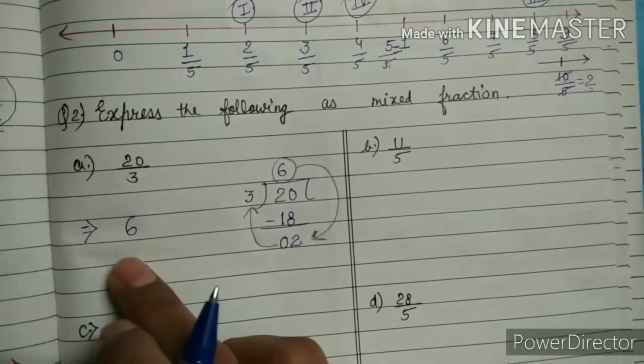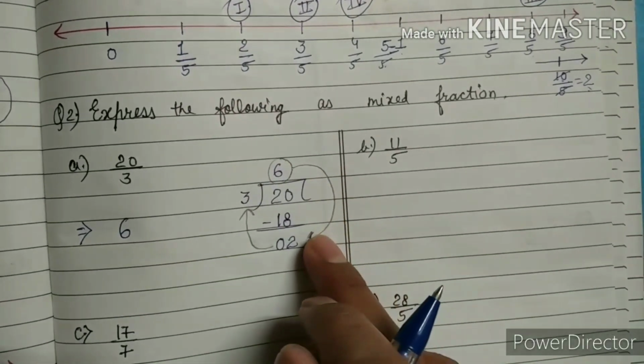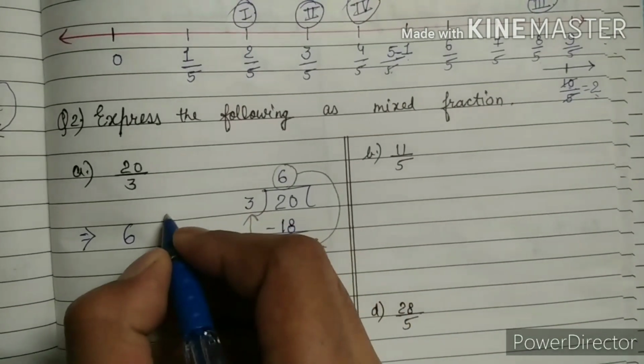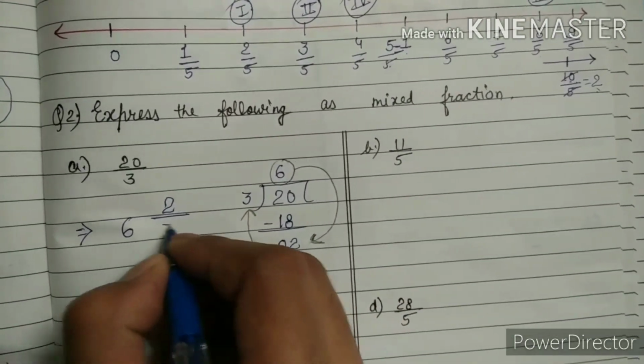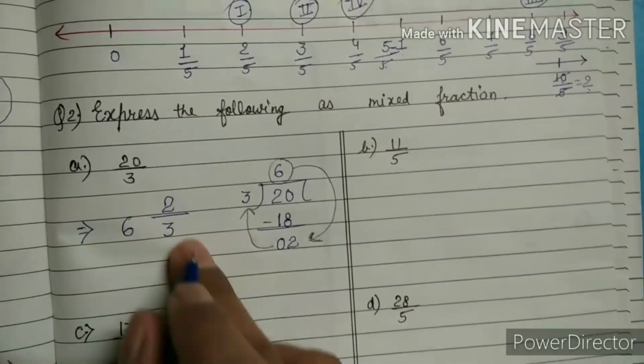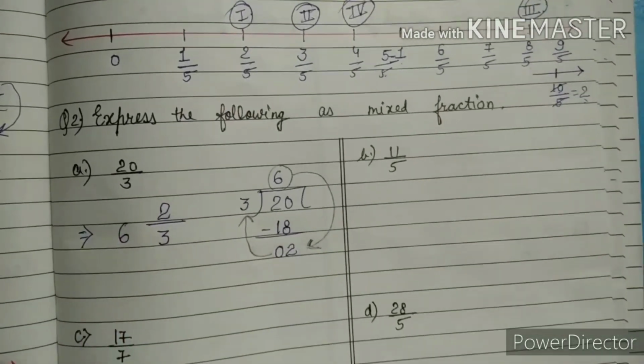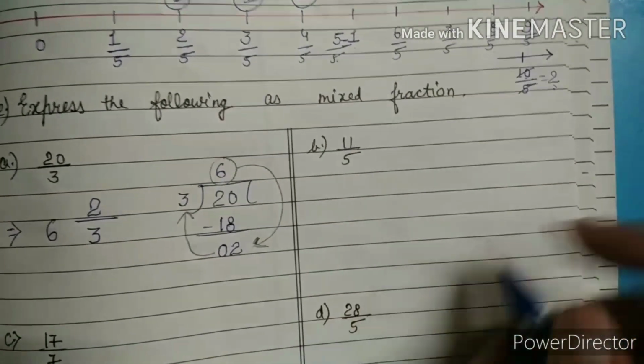6 is a whole. Now from 6 where we have to go? We have to go on 2. So 2 here, and after 2 we have to go 3. So this is the mixed fraction of 20 by 3. Same here we have to do.